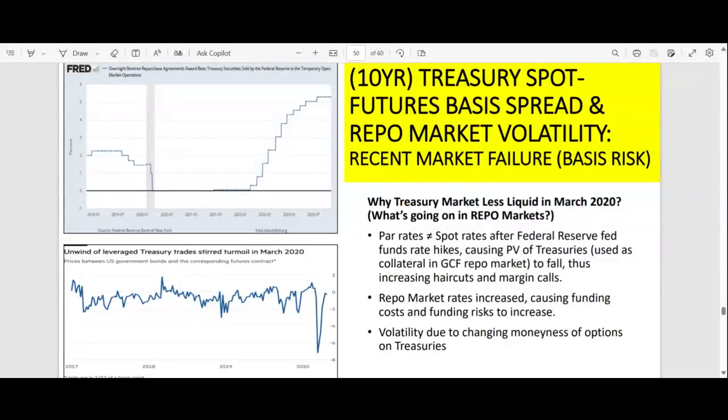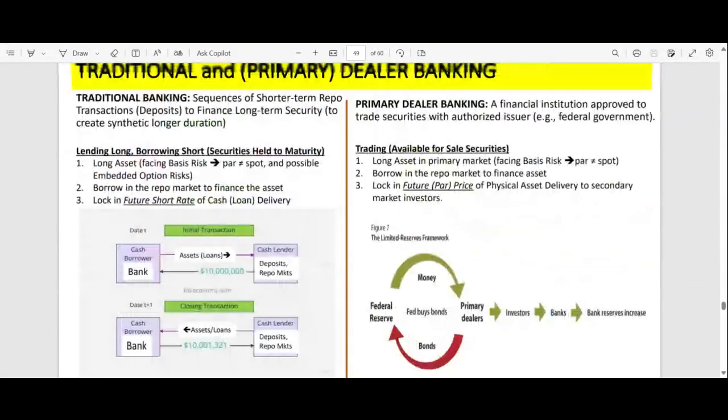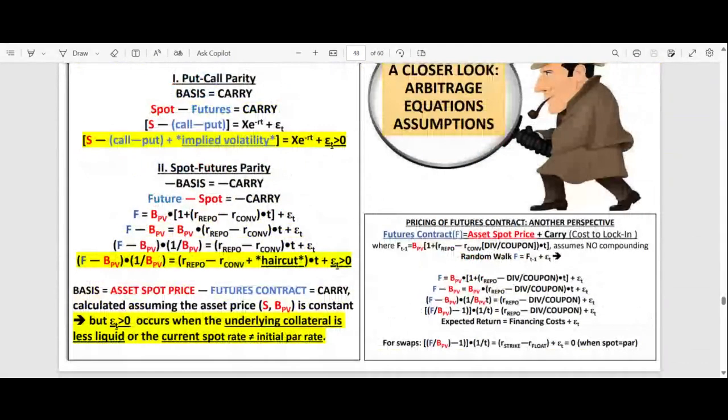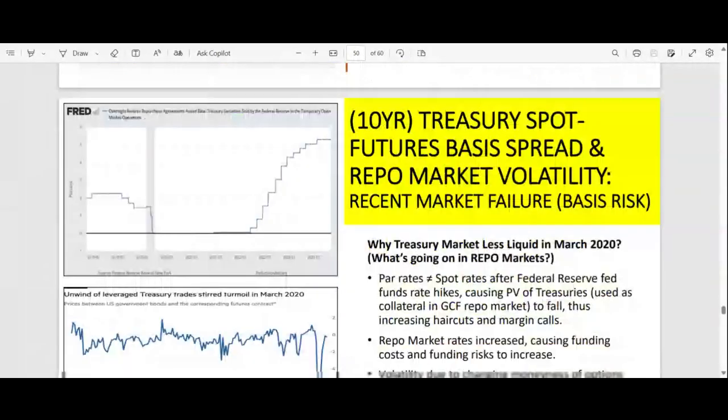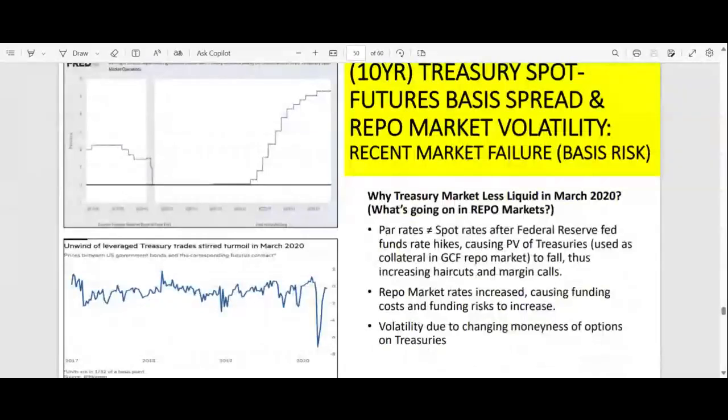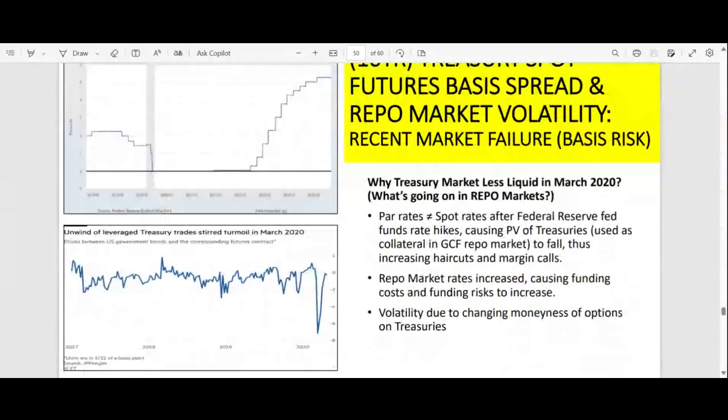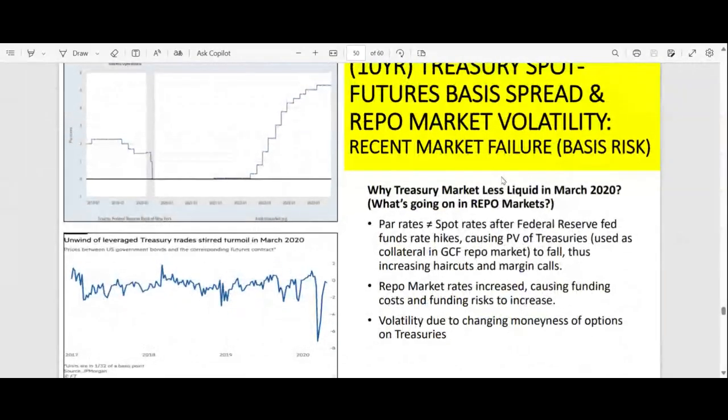All right. So let's talk about a violation of spot parity. So up here, we were saying we got a violation. And so we're going to come here and see what happened in March 2020 in the repo market that caused the violations. All right.